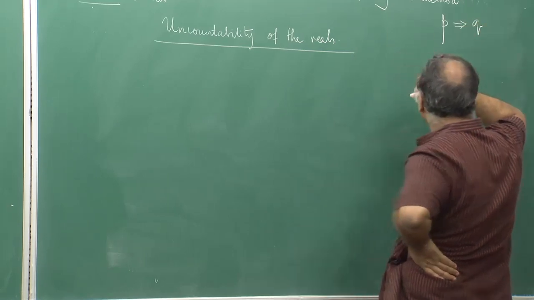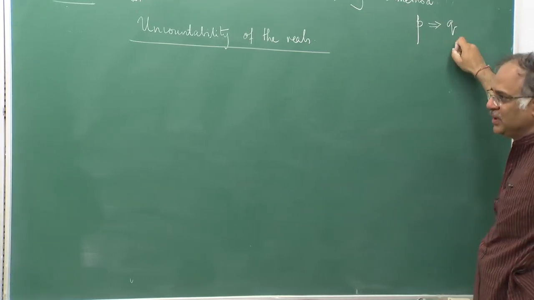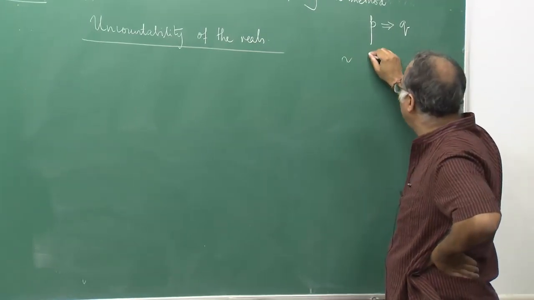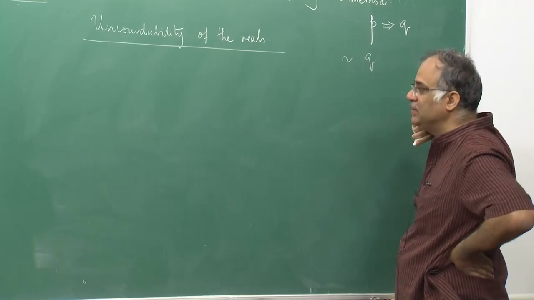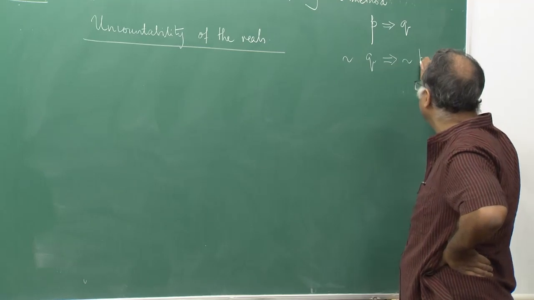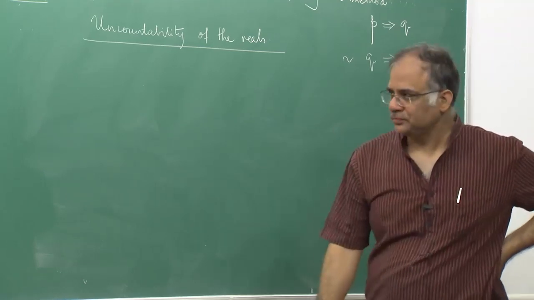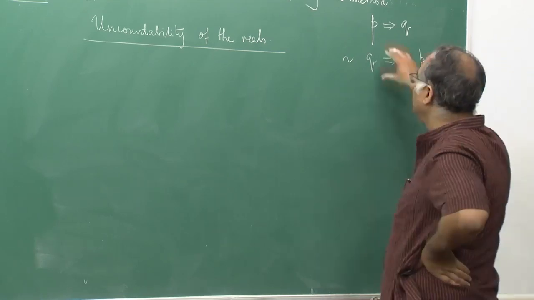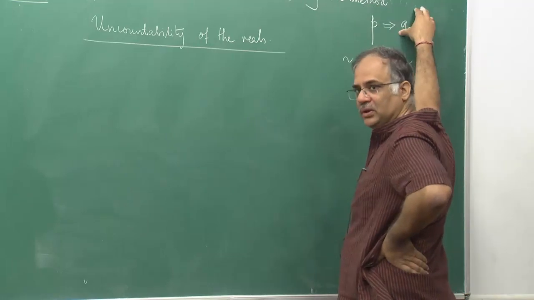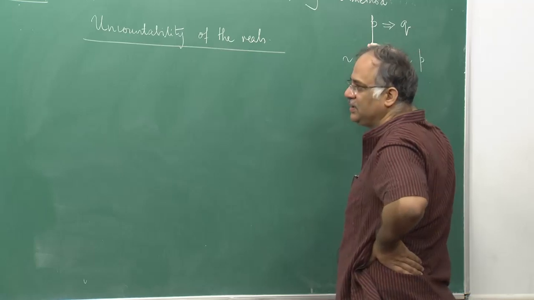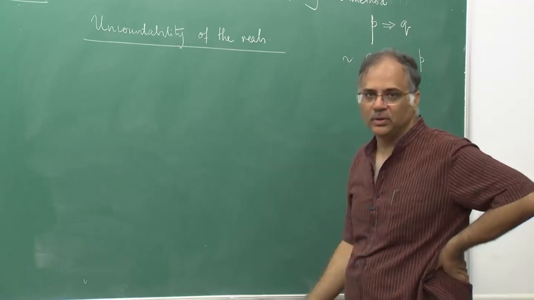So if I want to prove P implies Q, a statement P implies a statement Q, and I cannot prove it, then it might sometimes be easier to prove that the negation of Q implies the negation of P. Means not Q implies not P. So if a set is countable, a subset of that set is countable. So if the subset of a set is not countable, the set itself cannot be countable.